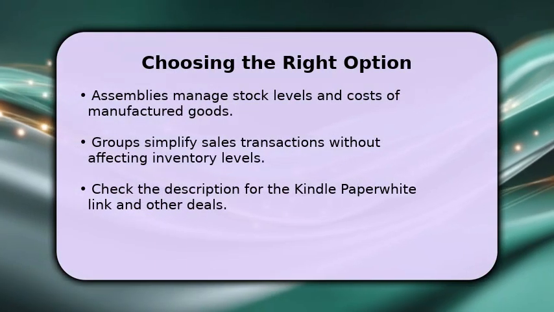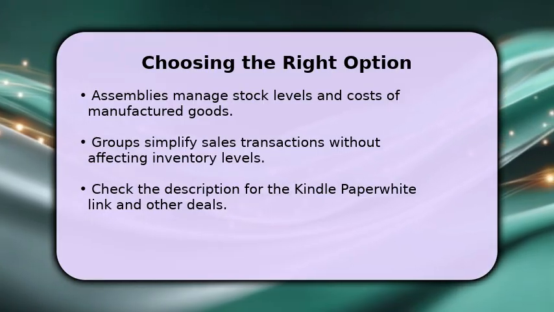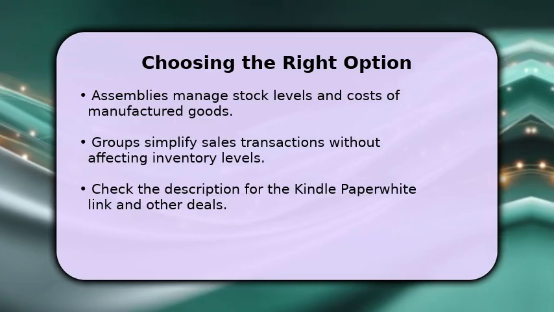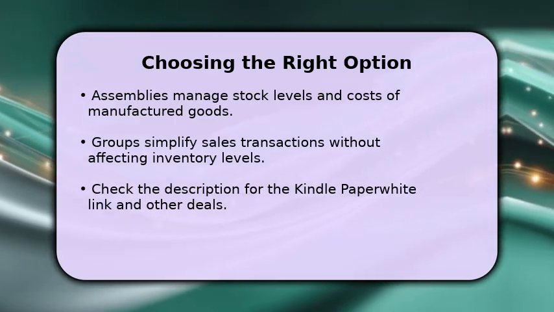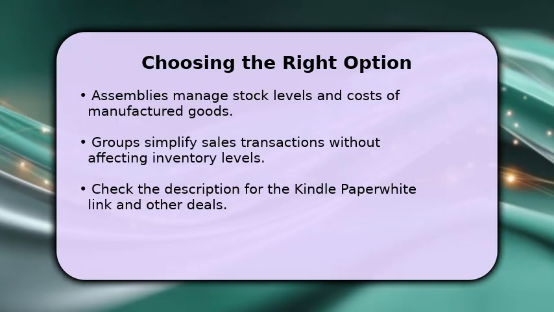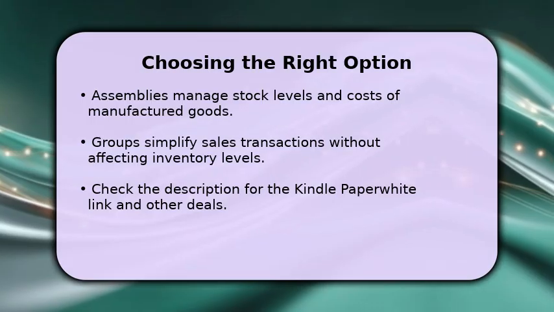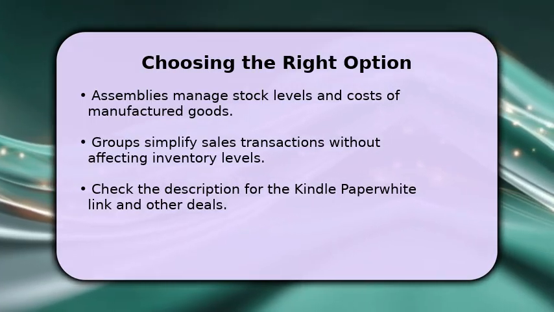Deciding between inventory assemblies and group items depends on your business operations. If you manufacture products and need to track component costs and finished goods inventory, assemblies are your solution. If you simply want to bundle existing items for easier sales without creating a new product, group items are more suitable.